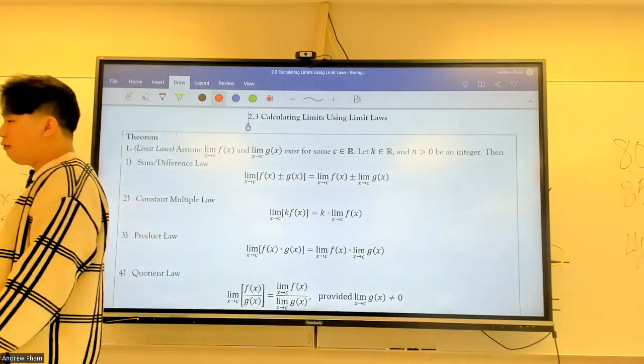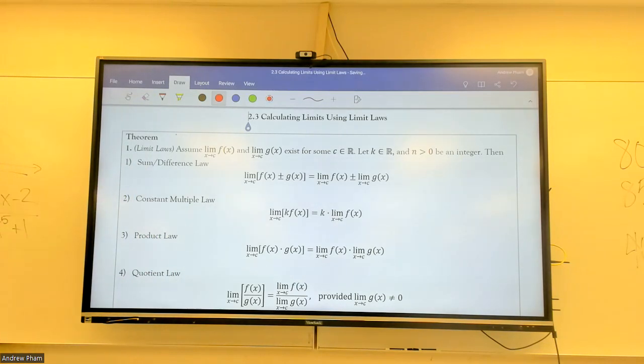All right, so these are the first group of my limit laws: sum, difference, constant multiple, product law, quotient law.